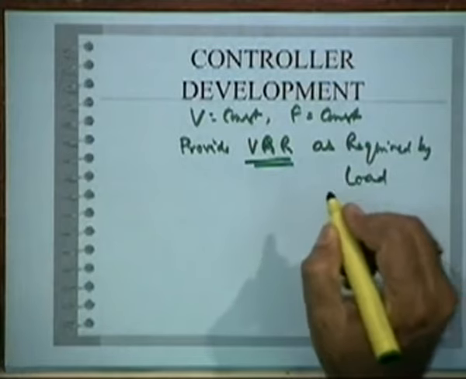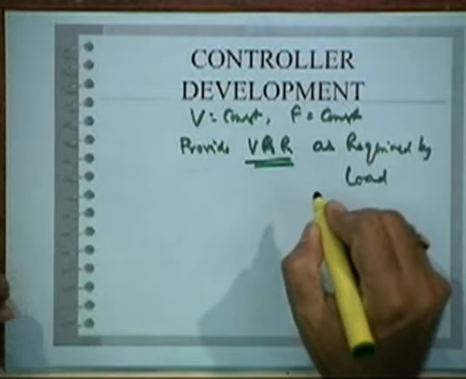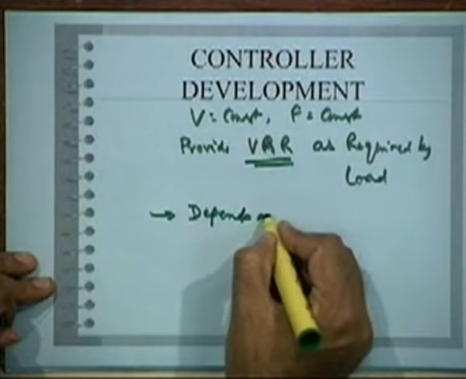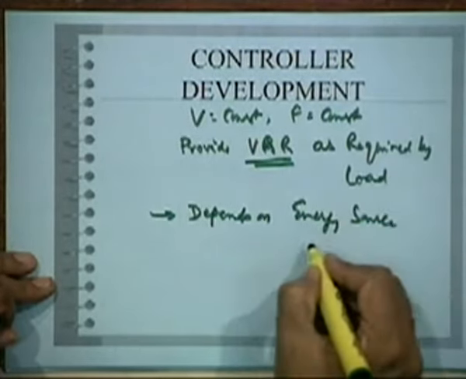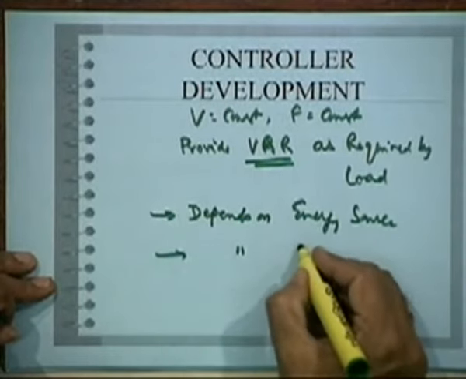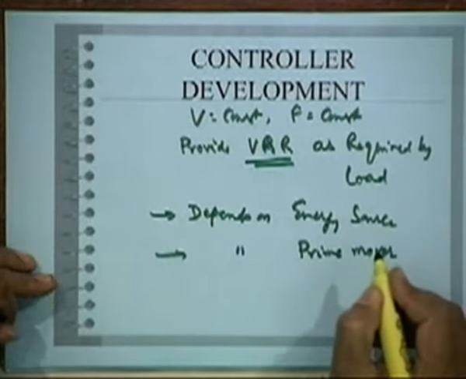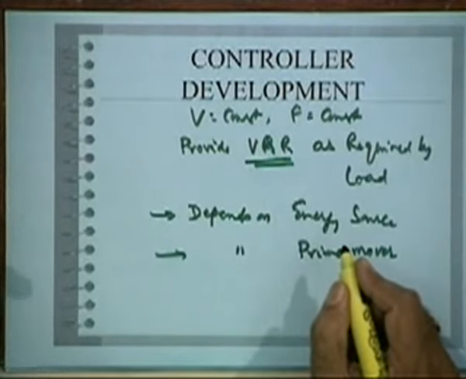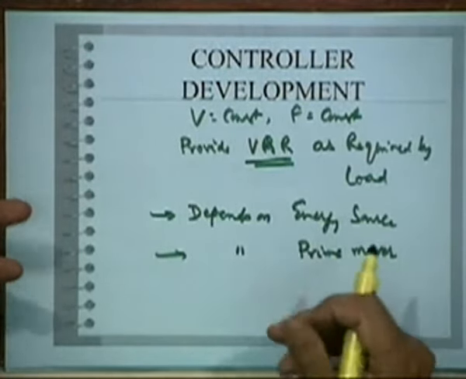Okay, and that means a wind machine will have a different controller, a hydro machine will have a different controller, an oil engine will have a different controller. So that means it depends on the energy source and also on the prime mover. Because if there is a speed variation like in a wind machine, then the controller must take care of that. In a hydro machine, speed is nearly constant, therefore your controller will have to take care of only VAR control.